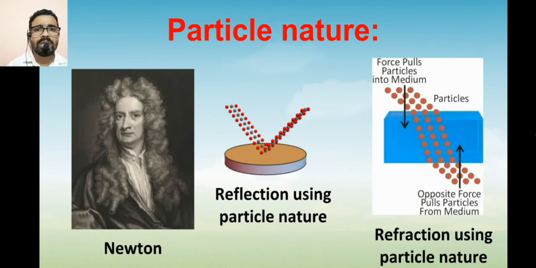But around 1690, there was another scientist called Christian Huygens.